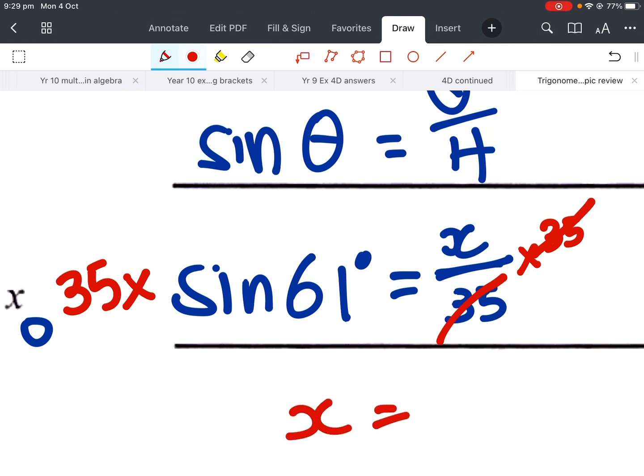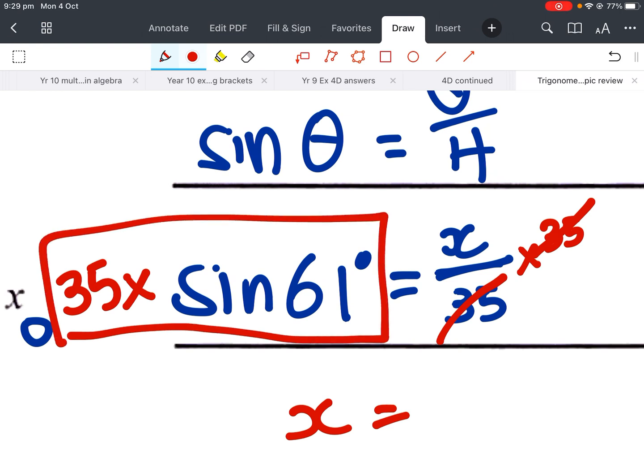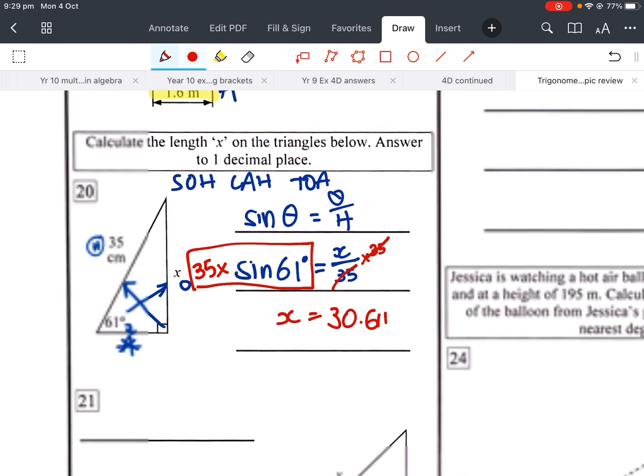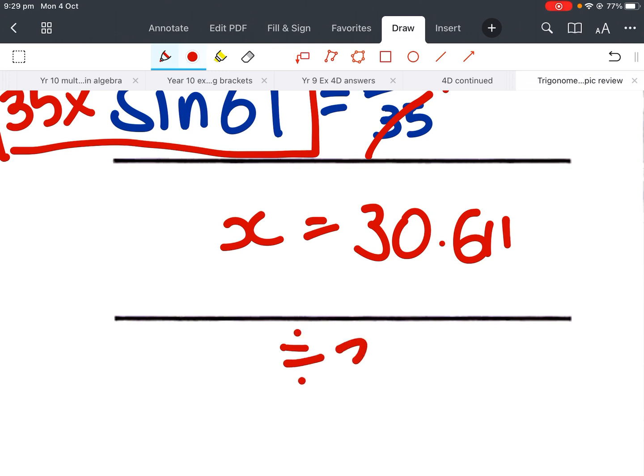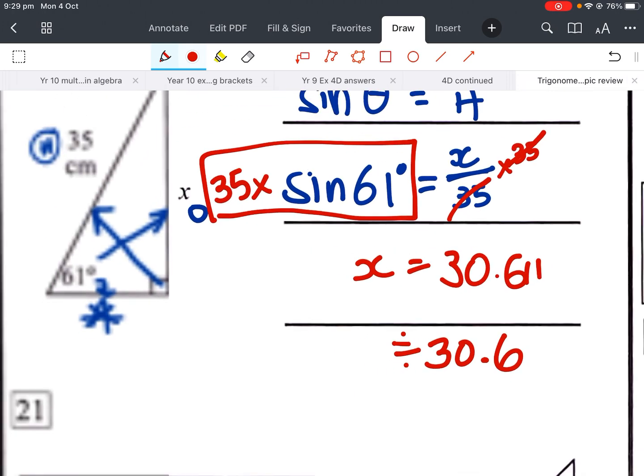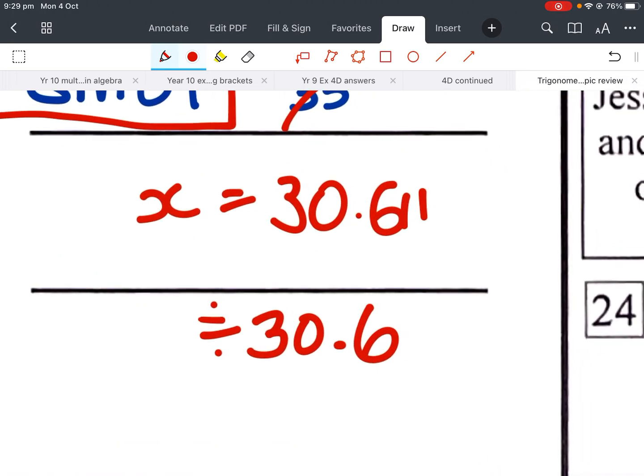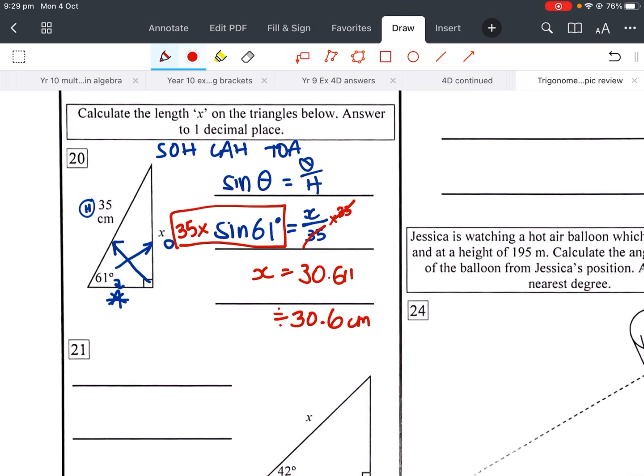So X will equal all of this multiplied together on my calculator. So I'm going to do that now. 35 times sin 61. Don't have to press any degrees or anything. Close your brackets if you want. I don't think it makes a difference. It will give you the answer anyway. I get 30.611. And if I read the question, it says to one decimal place. So to one decimal place, what do I get? 30.6. The next number is a 1, so that means the 6 stays as it is, doesn't it? Now it's in centimetres on your triangle, so don't forget to write your units in centimetres.